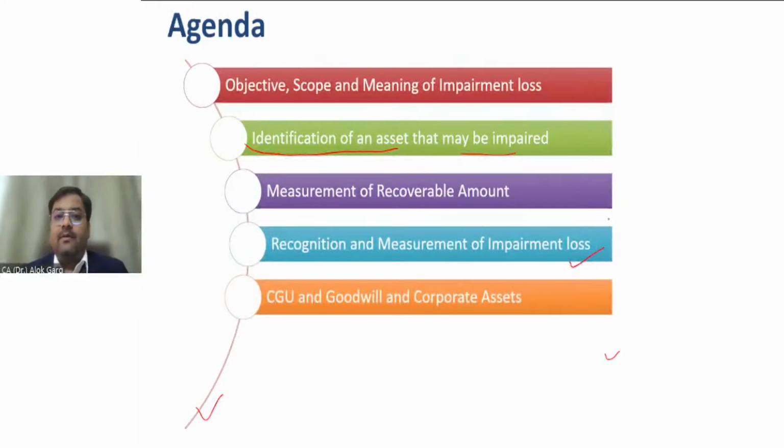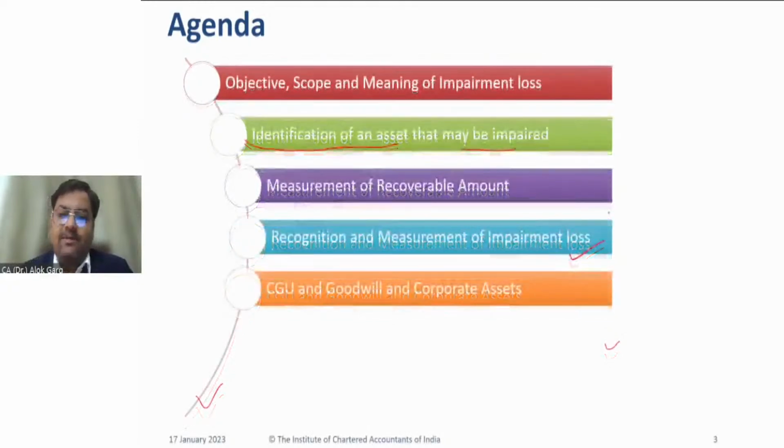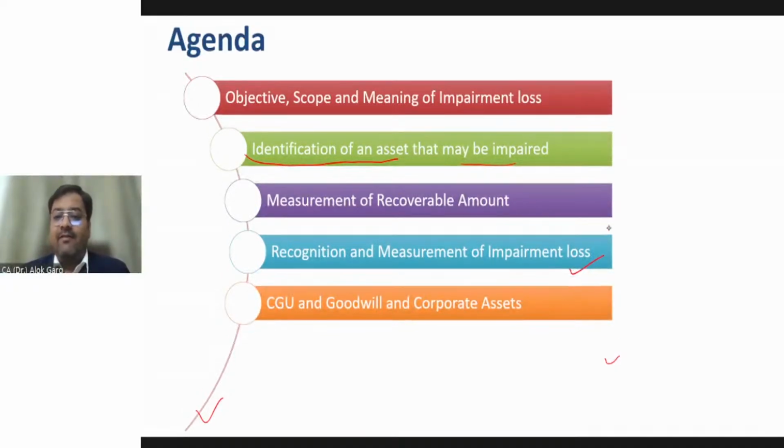Friends, in this chapter, in this standard, we will be talking about the impairment of an individual asset as well as the impairment of a group of assets, right? When there is an individual asset, it is an asset impairment. When there is a group of assets, it will be known as CGU. What is the full form of CGU? You must have read the CGU in your accounting standard 28 as well, right?